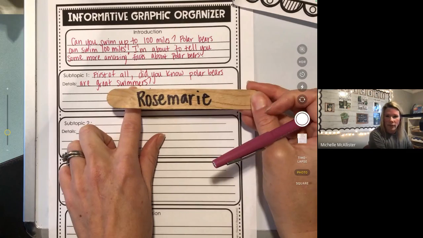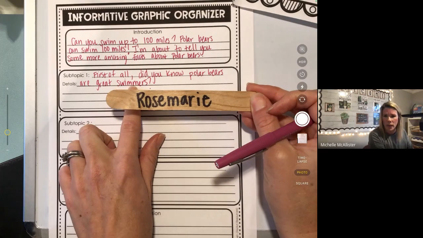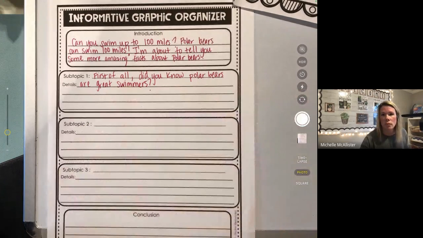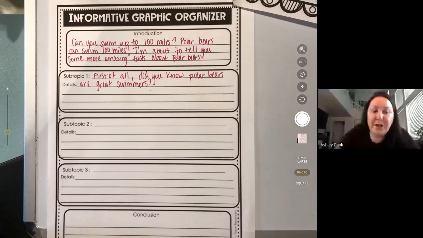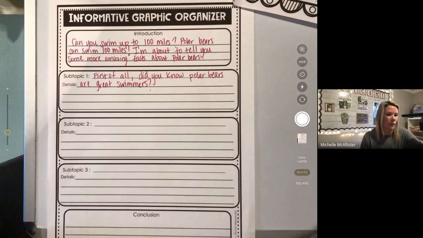Rosie's here, right? I can't see everybody on my screen, so. Rosie, are you here today, honey? She is not. She is not, okay.